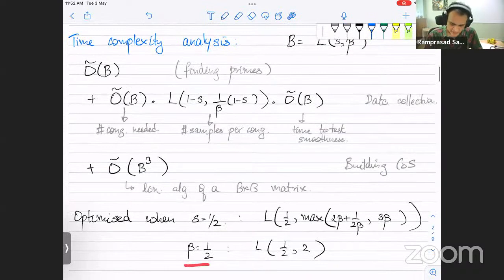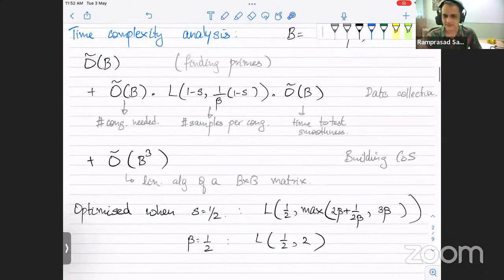And this we saw is optimized at beta equal to half, and therefore you have a rigorous running time analysis of L half comma 2. Okay. And then what did we do? We basically threw in a bunch of optimizations, trying to reduce these constants.